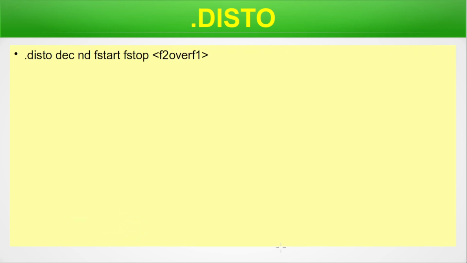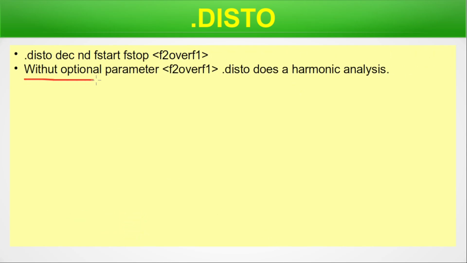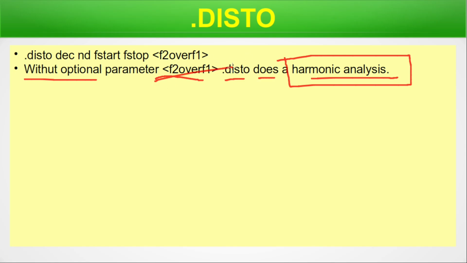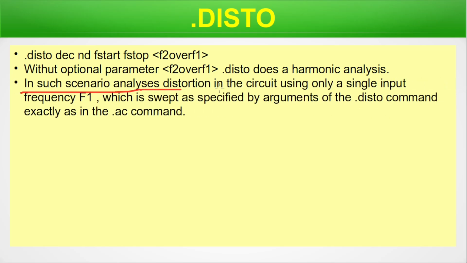We continue with the distortion analysis details. Now here is the syntax. Without the optional parameter F2 over F1, the distortion does a harmonic analysis. So this is the type of analysis performed without the F2 over F1, which is a harmonic analysis. In such a scenario, it analyzes distortion in the circuit using only a single input frequency F1, which is swept as specified by arguments of the .disto command, exactly as the .AC command. So here we have a very close similarity with the .AC analysis.